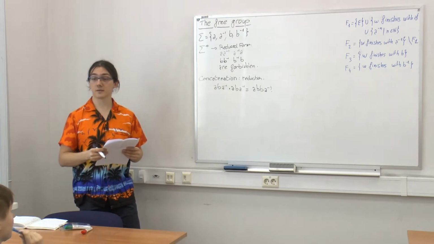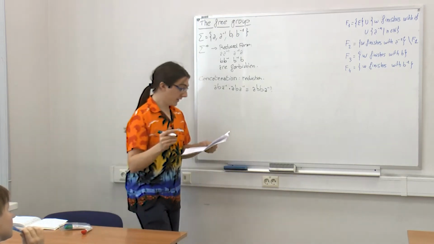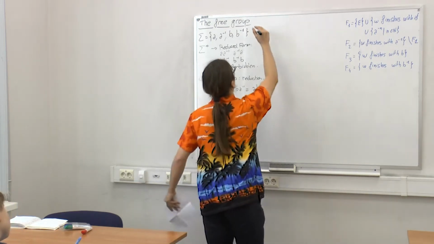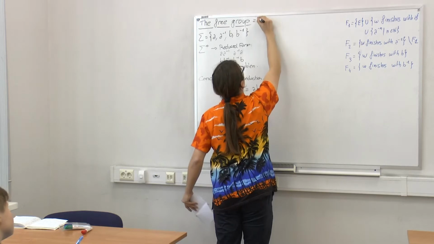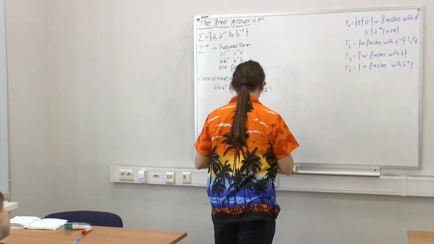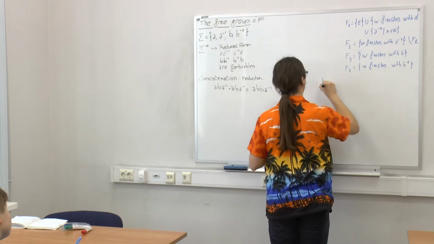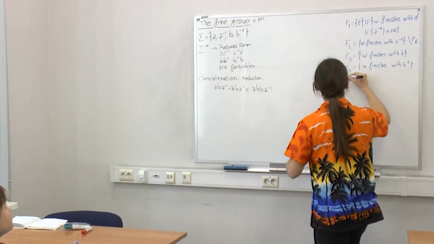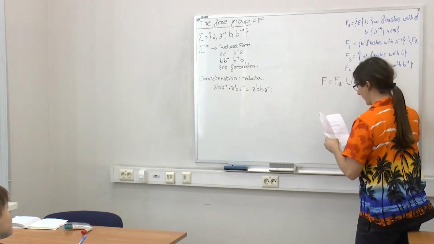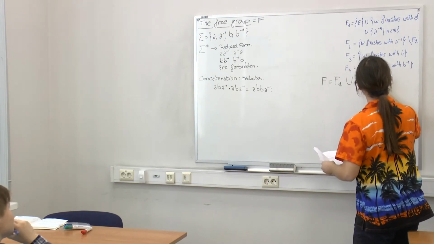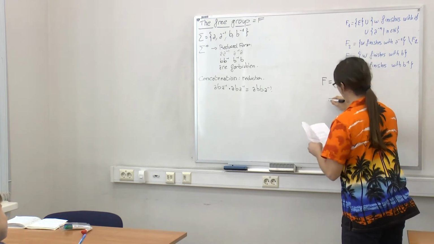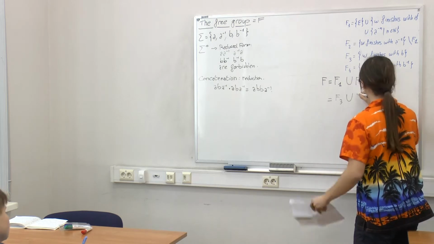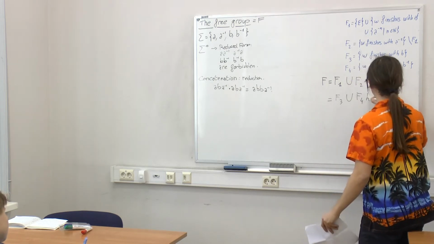Yes, you're with me? Okay. And this is where you have fun. So the free group, call it F, like free. We can write that F is equal to F1 union, so this is a disjoint union, by the way, of F2 with an A, and it is also equal to F3 union F4 with a B.